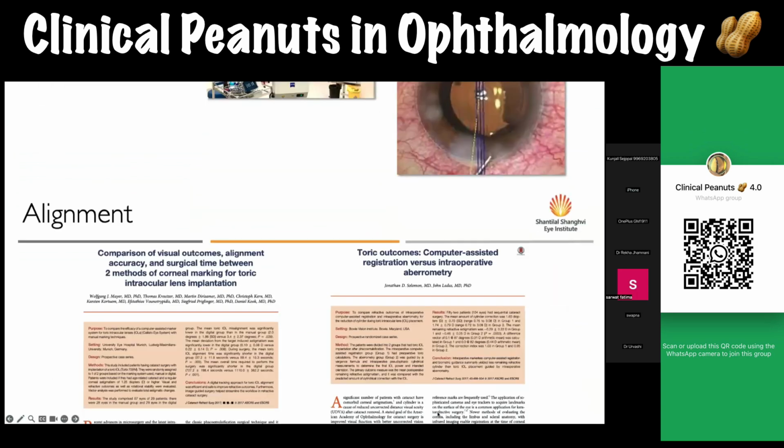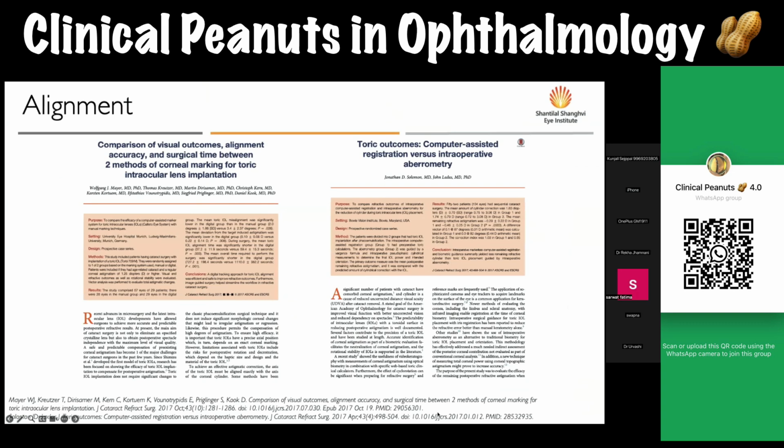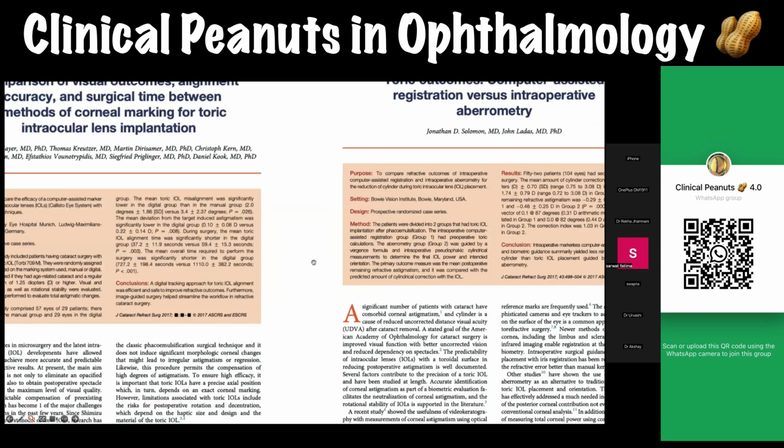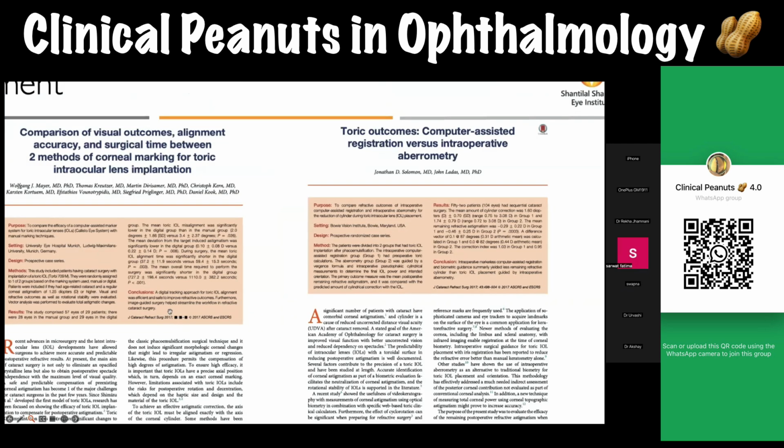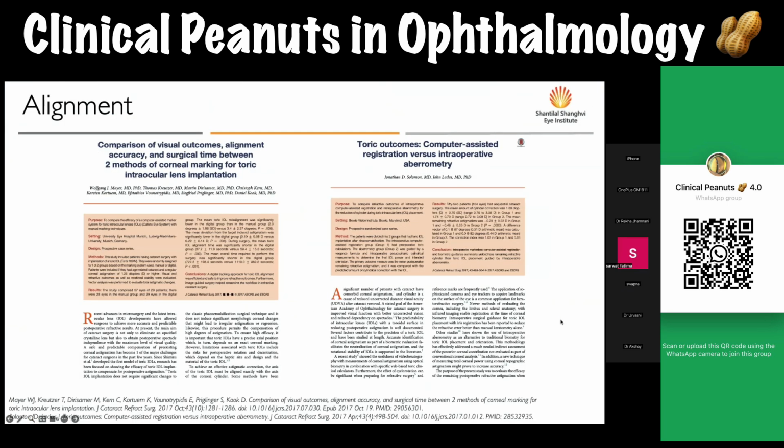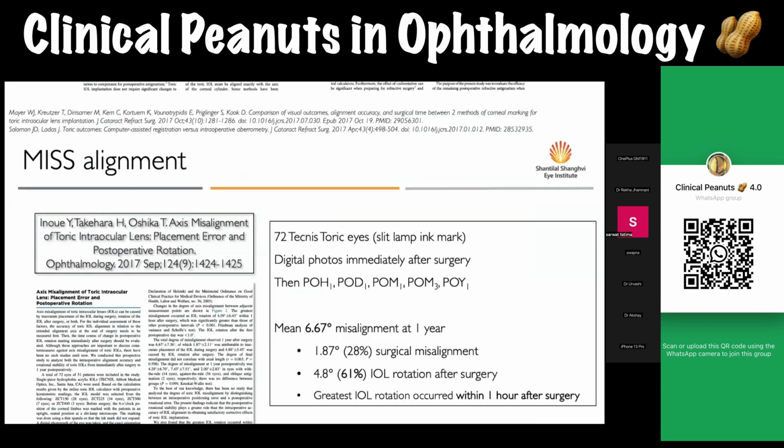So this was sort of again proved in various studies, and one study here found that the digital tracking approach for toric IOL alignment was efficient and safe to improve refractive outcomes, and the image guided surgery helped to streamline the workflow in the refractive surgery, though I understand these equipments are quite expensive and might not be accessible to all. Manual marking also has stood the test of time and is quite an accurate and a good method of marking for toric lens placement.